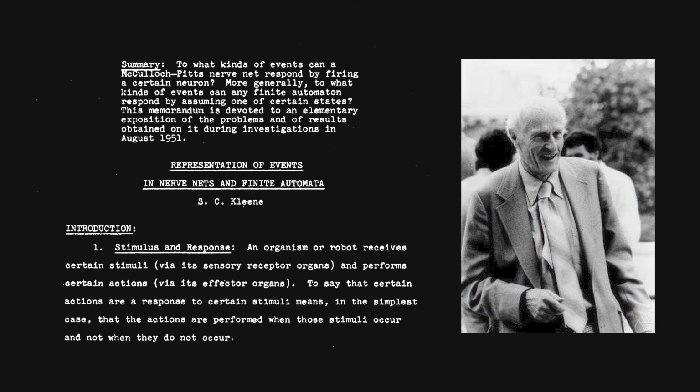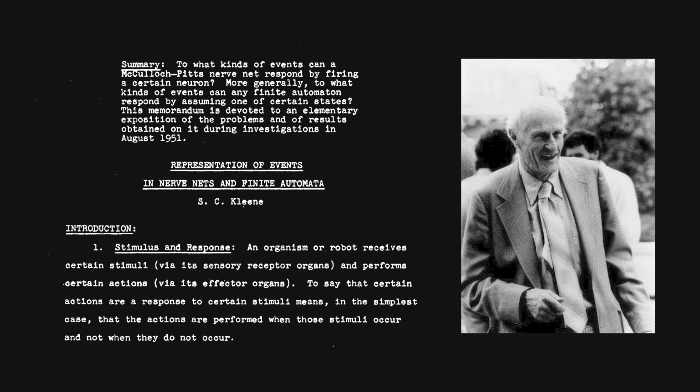In 1951. Kleene also, like Turing, studied under Alonzo Church. Kleene came up with regular expressions in a rather curious way. The summary of his paper proposing the idea begins with 2 questions. To what kind of events can a McCulloch-Pitts nerve net respond by firing a certain neuron? More generally, to what kinds of events can any finite automaton respond by assuming one of certain states?